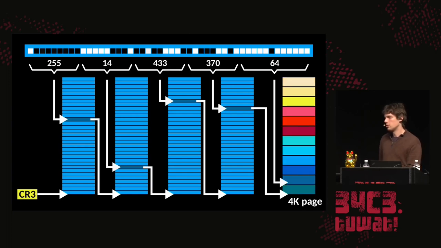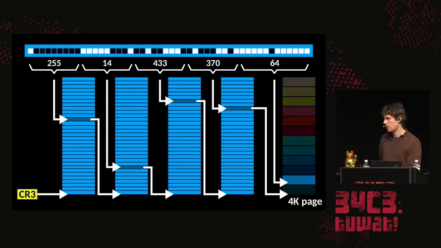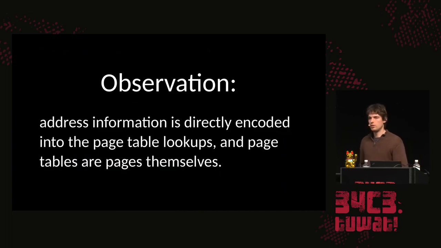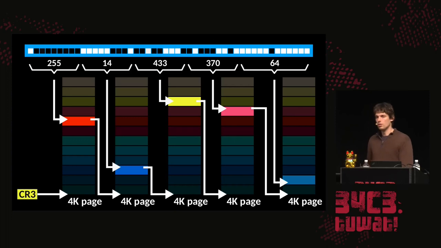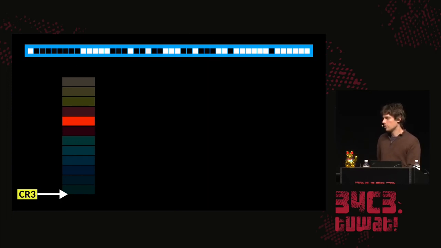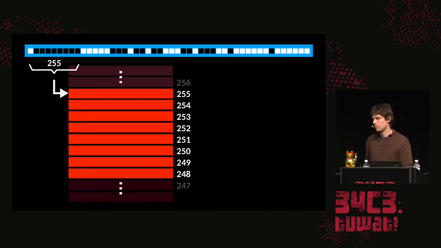So we can use this page to do a side channel attack. But the observation is that the page tables themselves are also pages. So each of them are pages, and so we can also do a side channel attack on these pages. So let's take a look at what we can discover this way. We can find out that a certain page gets a hit. Now there are 8 possible entries which would cause this hit.